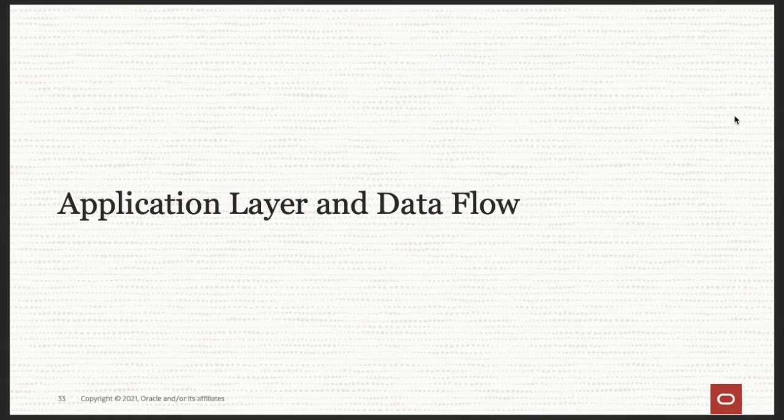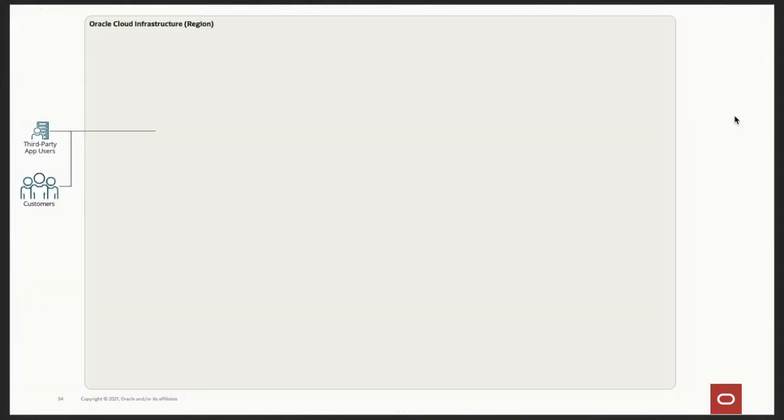So the next layer we're going to walk through is the application layer and corresponding data flow. Here we're going to talk about the instances placed within our network and how they will communicate with each other for the specific use case. So once again, we have our customers and third-party application users looking to connect to services within our OCI region.